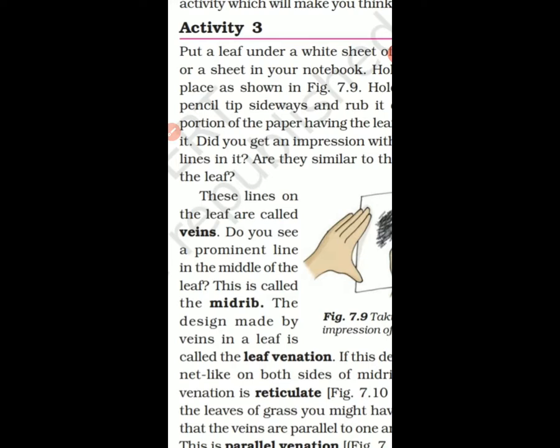Do you see a prominent line in the middle? Leaf के बीच में एक straight line होगी जो leaf को दो part में divide करती है. ऐसी line देखी है? That is called the midrib. जैसे हमारा बैकबोन होता है ना, वैसे वो लीफ का मिड रिब होता है, उसका हड्डी, जिसको मेन हड्डी बोल सकते हैं ना, it is called the midrib, right?